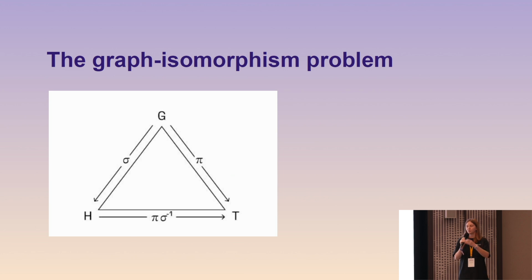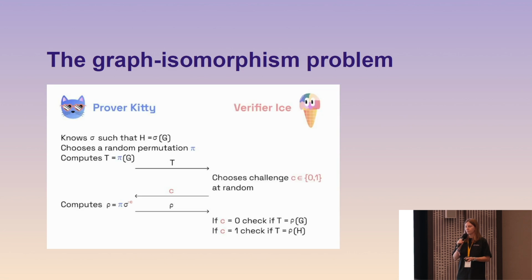If we apply permutation P to G, we will get T. If we apply isomorphism to G, we will get H. If we apply permutation multiplied by inverse isomorphism to H, we will get T. This is how the protocol looks.